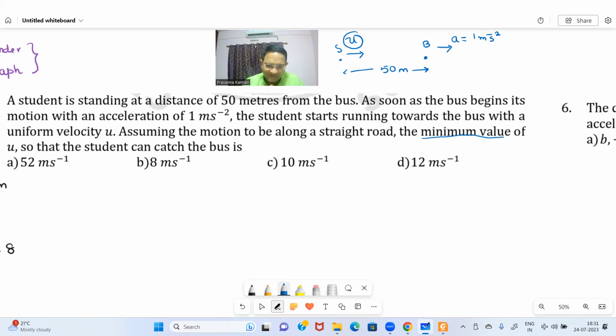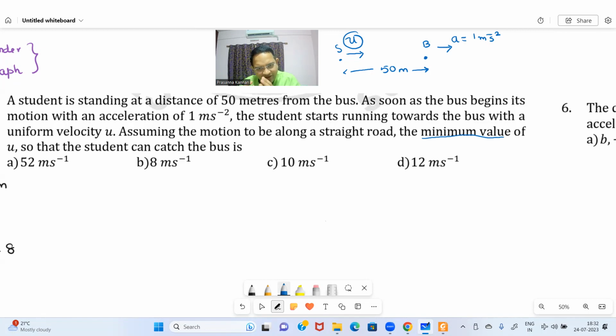Of course, if he goes at a greater pace than that, definitely he'll be able to catch the bus much faster. But if he does not maintain some minimum velocity, he'll never be able to catch the bus. Do you agree, guys? Yes, sir. So what is that minimum value that is asked?